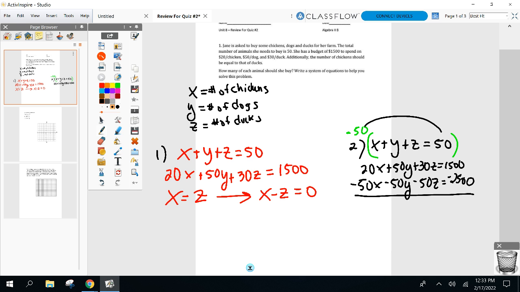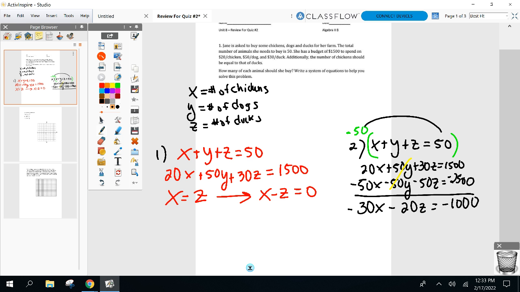And then there it goes. y's are gone now. Don't try anything fancy. Just combine the terms. Don't put an extra minus sign in front. 20 minus 50, negative 30x. 30 minus 50, negative 20z. 1500 minus 2500, negative 1000. There you go. There's an equation where y has been eliminated.